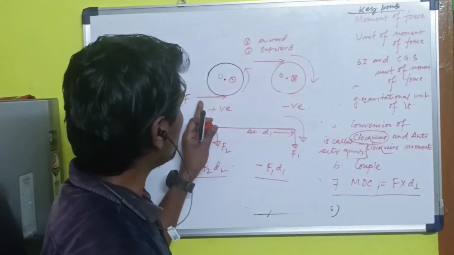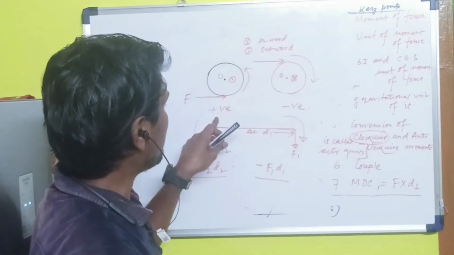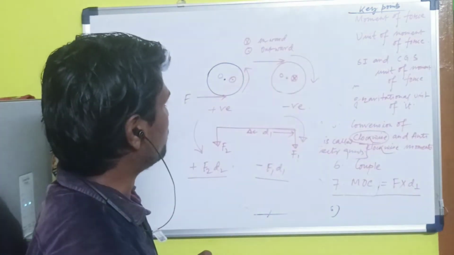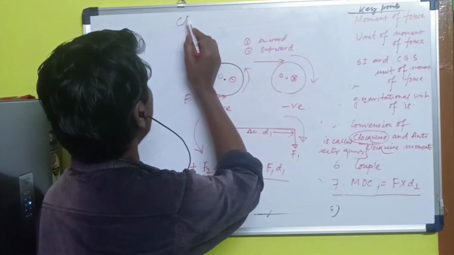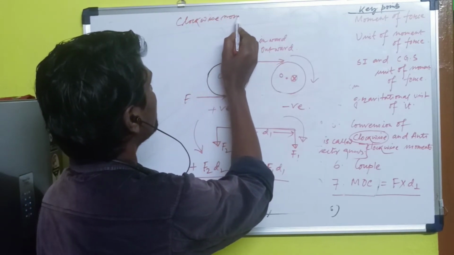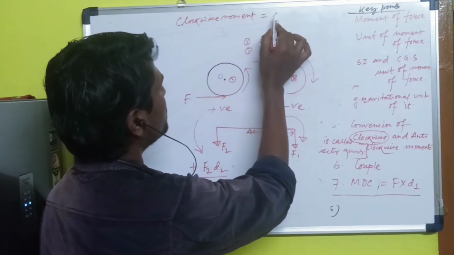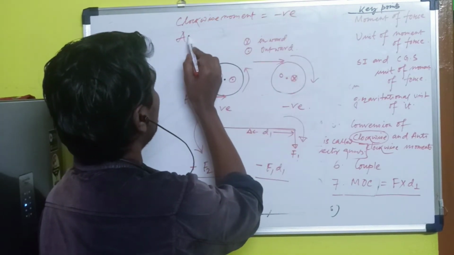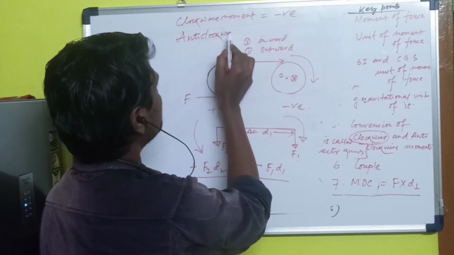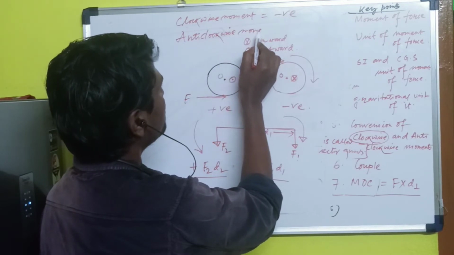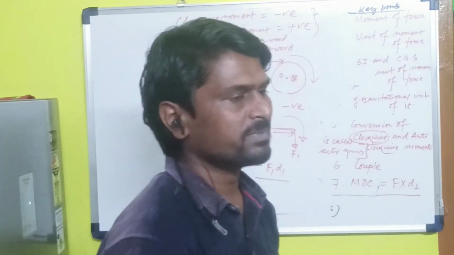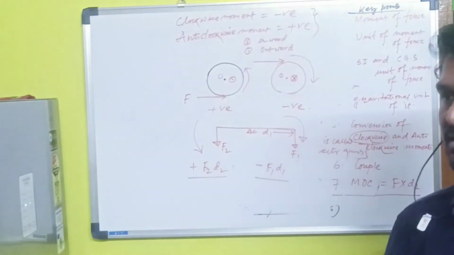So this is called anti-clockwise movement, and it is taken as positive, and clockwise movement is taken as negative. You can write here: clockwise movement equals negative, and anti-clockwise movement is taken as positive. So there are basically two types of movements, clockwise and anti-clockwise, that is, the turning of this body.